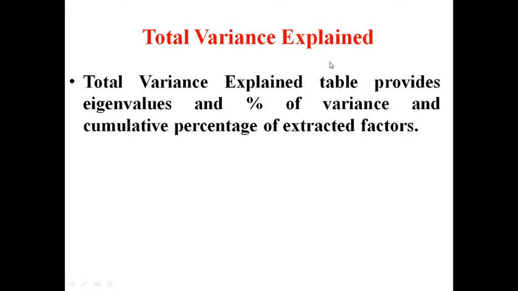Then we are talking about the total variance explained. The total variance explained table provides eigenvalues, the percentage of variance, and the cumulative percentage of extracted factors. In this table, as I have already discussed, we consider the factors with eigenvalues greater than 1. Then we will find the percentage also, and the cumulative percentage: if we add the percentages one by one, we get the cumulative percentage of the extracted factors. So that is known as the total variance explained. In this table all these values are available.